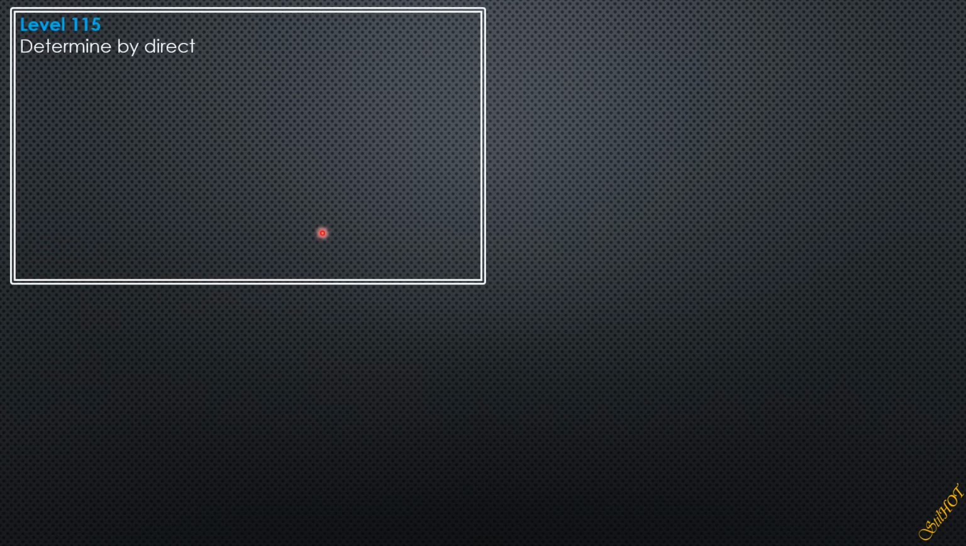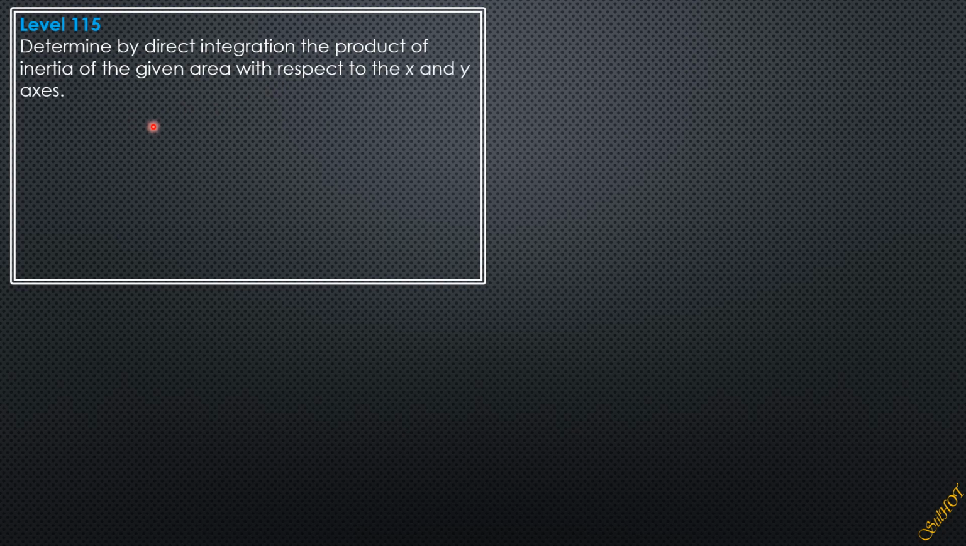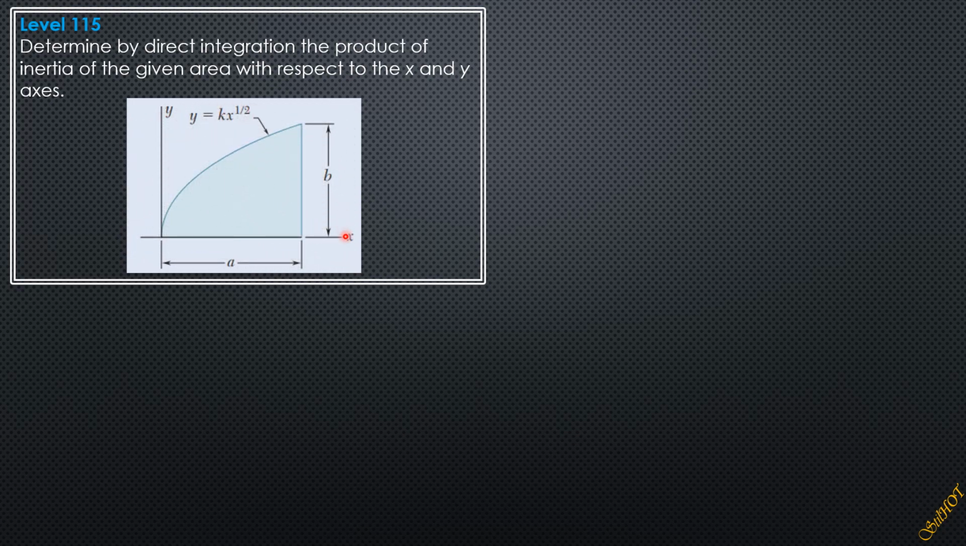Problem 115: determine by direct integration the product of inertia of the given area with respect to the x and y axis. Here is the given figure. And for our solution, let's have a vertical strip this time. The height of the strip is y, the thickness is dx. So the variable of integration is x, and the limits would be from 0 to a.